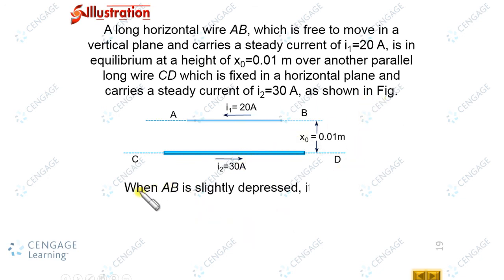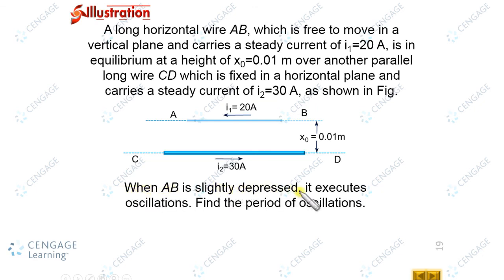In the question we are further given that when AB is slightly depressed, that is, when it was initially in the equilibrium position and is now displaced downward, it performs oscillation. We need to find the period of oscillation of this wire. So let us move to the analysis part of this question.